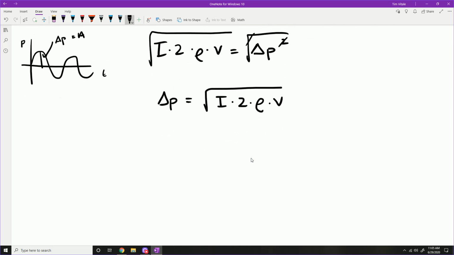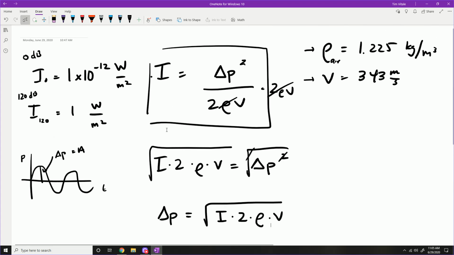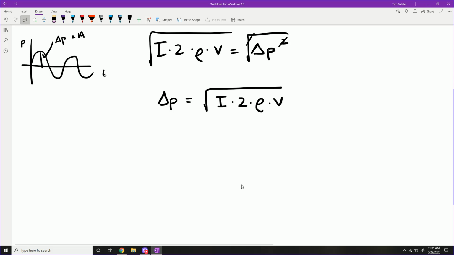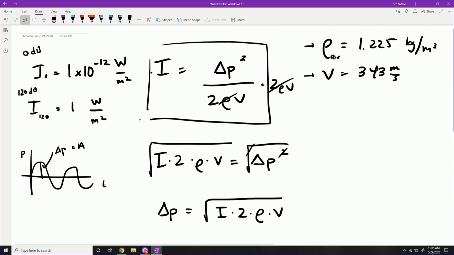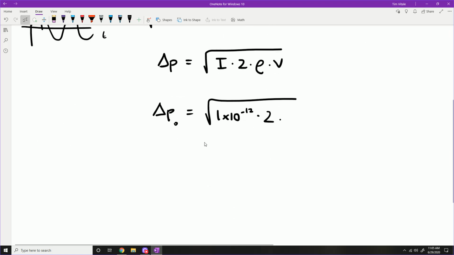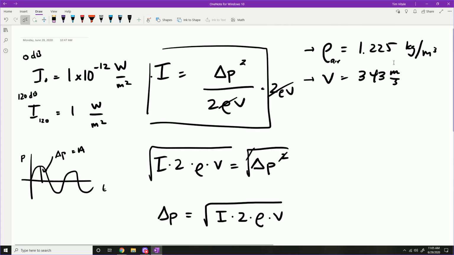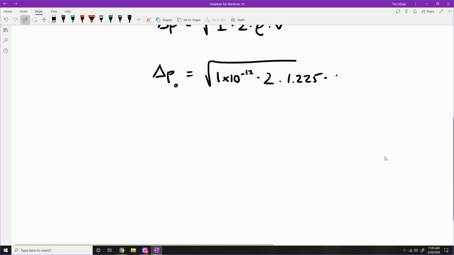So what we're going to do is do this twice, once for 0 decibels and once for 120 decibels, but we have to plug in the intensities, not the decibels. So let's go ahead and do it. For the 0 decibels, it'll be 1 times 10 to the negative 12, which is given to us in the problem, times 2 times 1.225, which is the density of air, times the speed of sound, 343, and that's the square root of all of that. So let's put that into the calculator.